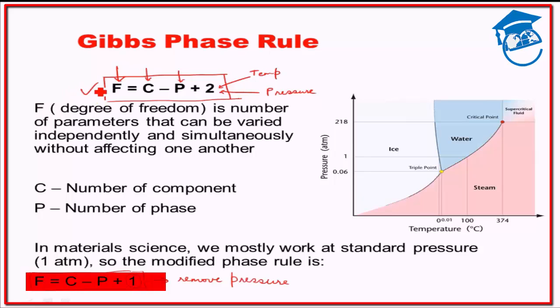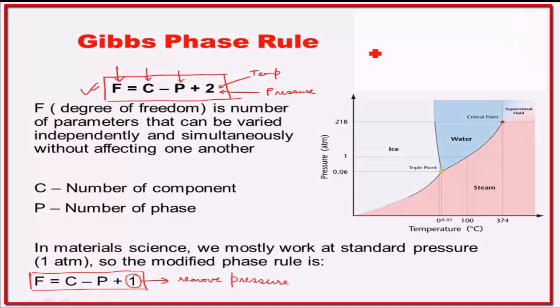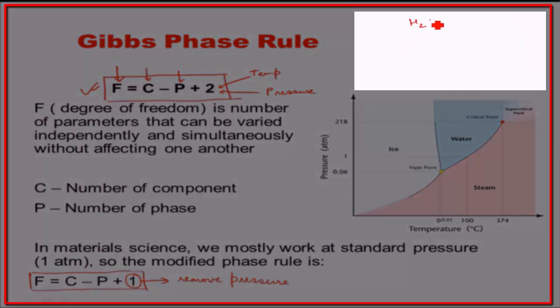But now let me explain this with the help of water, the phase diagram of water, where we will vary both the temperature and the pressure. So we'll be using plus 2. Let's see what are the possible components. For water, H2O, what is the component? There is only one component, which is the water, right? Now what are the possible phases? The possible phases are ice, water and steam, right? These are the three possible phases.